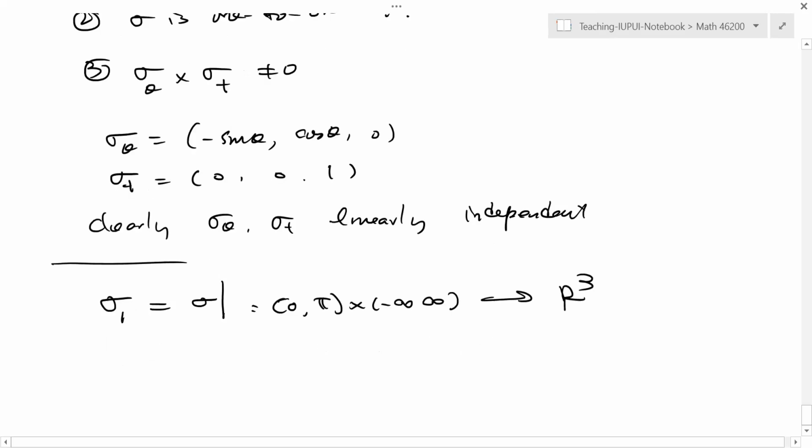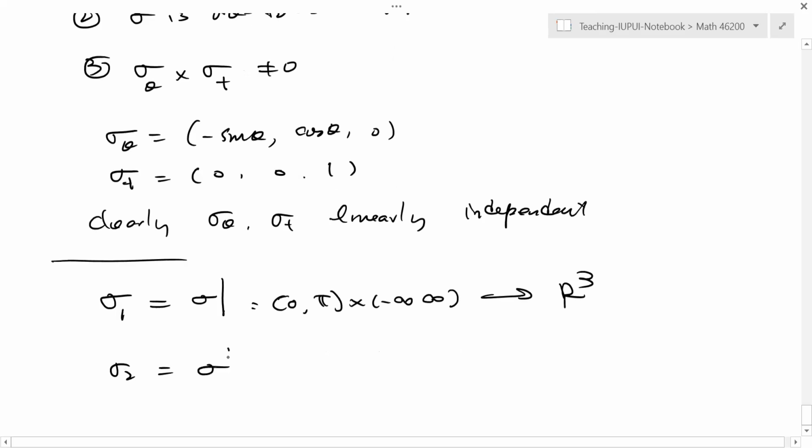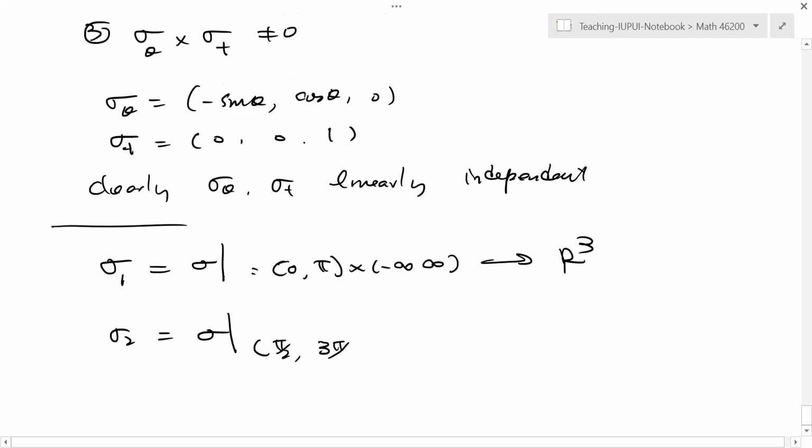Okay. Instead of a whole line, just from 0 to pi. Another one, sigma 2, from half pi. Wait a minute. It's a whole circle. I think I need a 2 pi. Okay. Yeah, so I shift a little bit: 2 pi plus half pi.